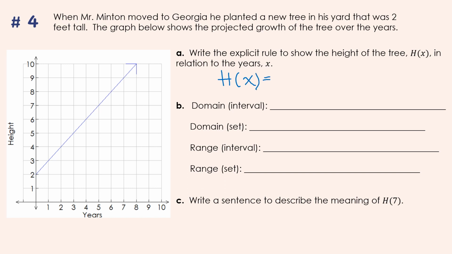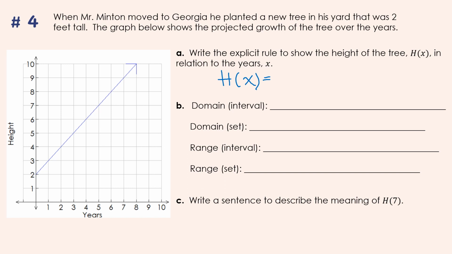Again, we want to do slope-intercept form, so we need to know the slope and we need to know the y-intercept. The y-intercept is easy. You can see it right there at 2. The tree started at 2 feet tall. What we don't know is how much it grows every year, but we can get that from the graph.